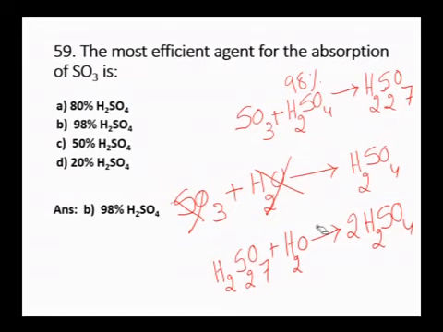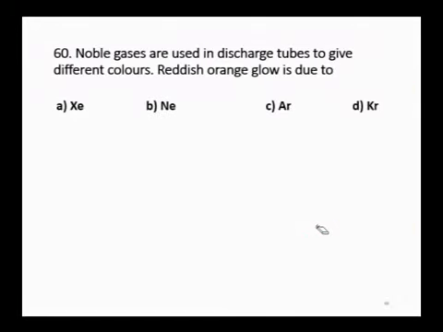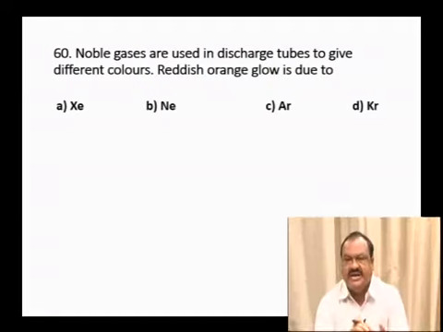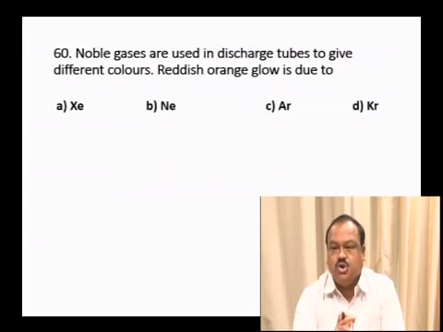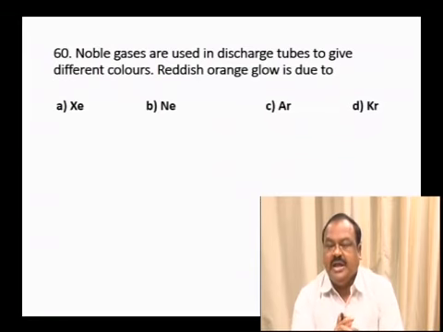Next question. Noble gases are used in discharge tubes, which means when electricity passes through them, they produce colors. To give different colors. Reddish orange glow is due to which? Noble gases have a penetrating power, hence they are used in beacon lights.